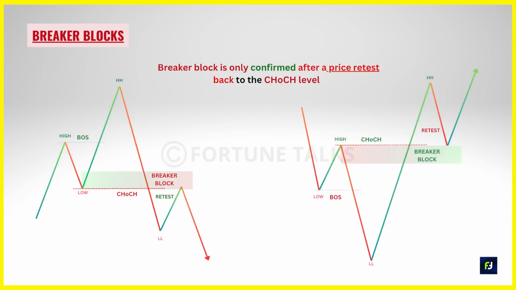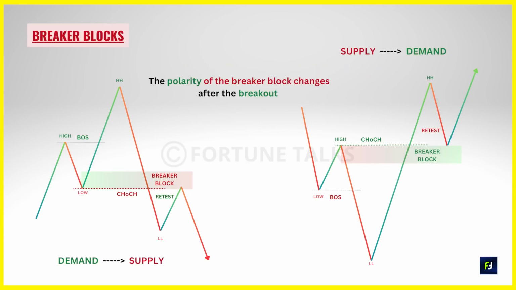So a breaker block can be an area of supply or demand which was broken through by prices, leading to a change in the structure, and it is only confirmed after price retests back to the breaker block. It should be noted that the polarity of the breaker block changes after the breakout. That is, if it was a supply zone, it would become a demand zone after breakout and vice versa. This is the whole idea behind identifying and trading breaker blocks.